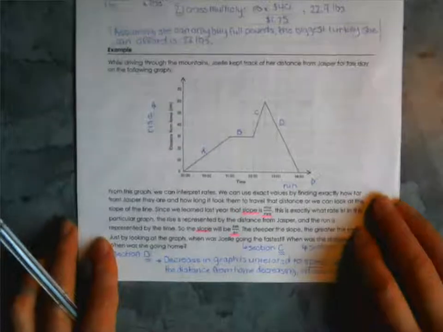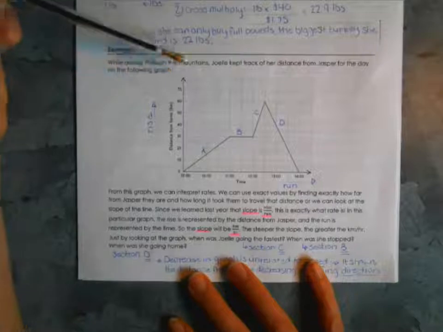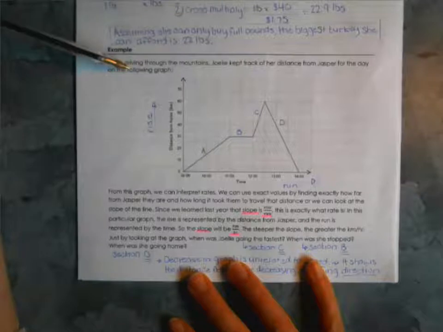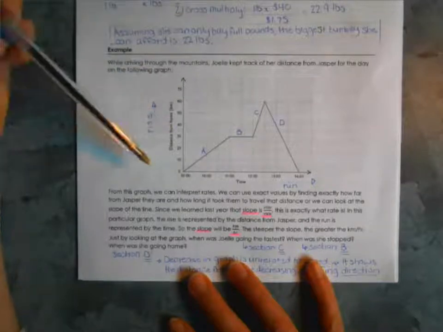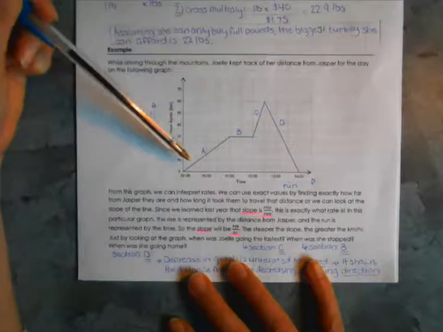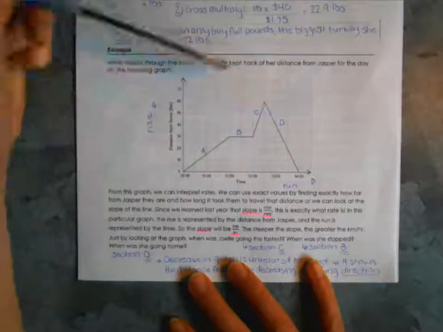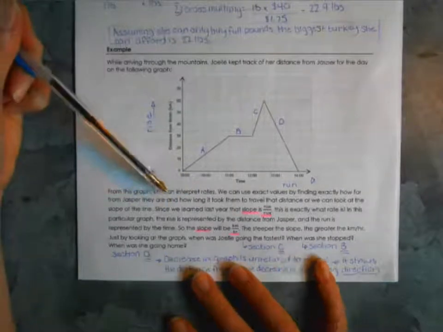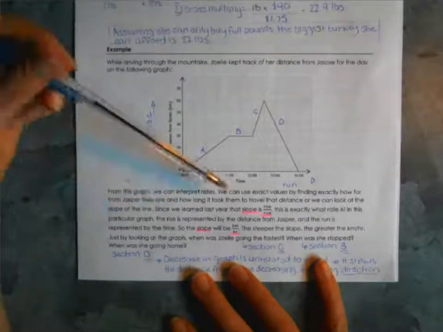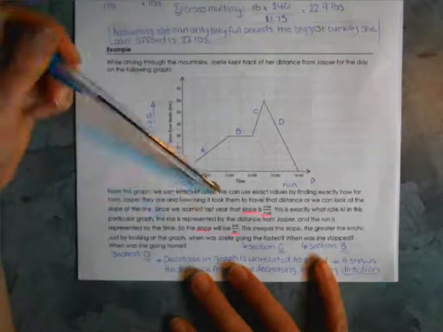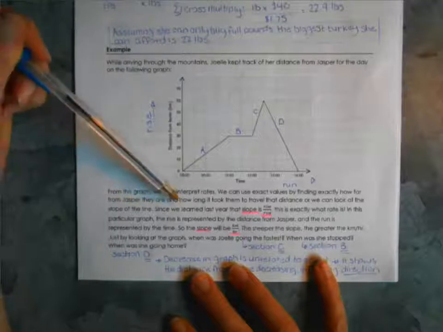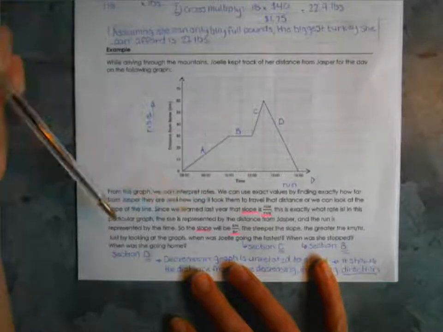Let's have a look at some examples that include graphs. While driving through the mountains, Joelle kept track of her distance from Jasper for the day on the following graph. She lives in Jasper, and she goes for a day trip driving through the mountains, and here we can see the graph of this trip. So we can use graphs to interpret rates. Basically, we can use exact values by finding how far from Jasper she is and how long it took to travel that distance.